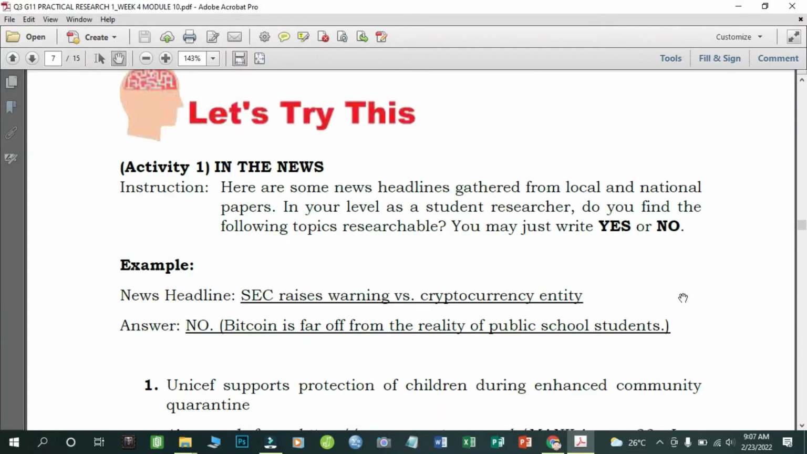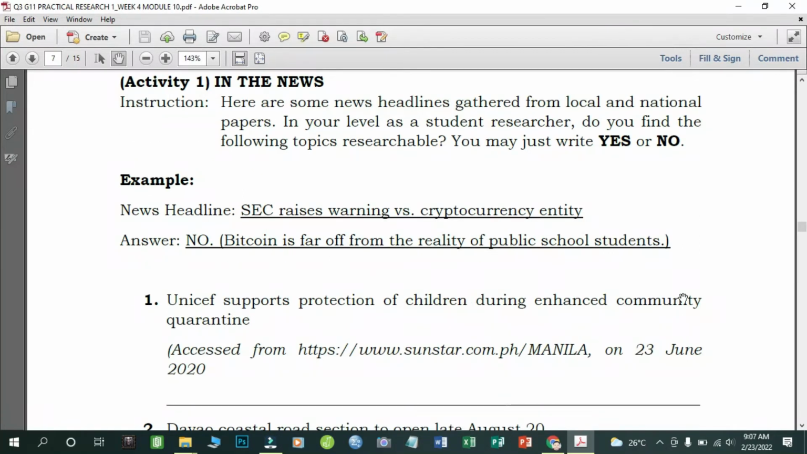Okay, let's have this activity. In the news, here are some news headlines gathered from local and national papers. At your level as a student researcher, do you find the following topics researchable? You may just write yes or no. Example news headline: SEC raises warning versus cryptocurrency entity. Is it researchable on your part as a student? The answer is no, because Bitcoin is far off from the reality of public school students. So make sure when you choose a topic, bear in mind that it should be researchable on your level as a student.